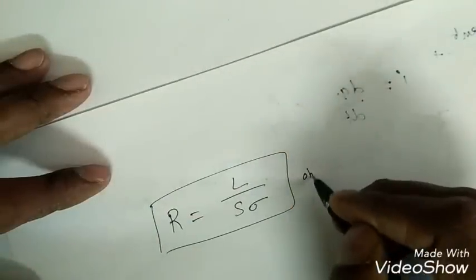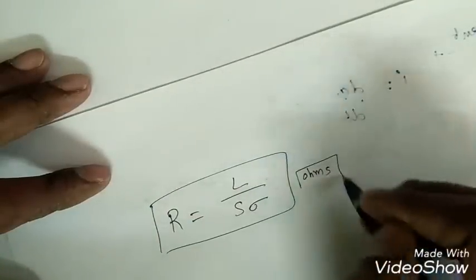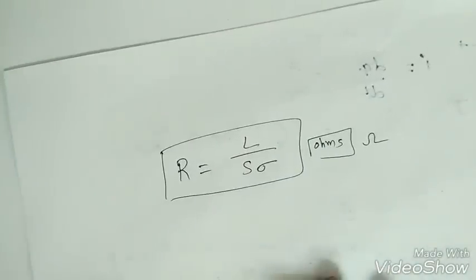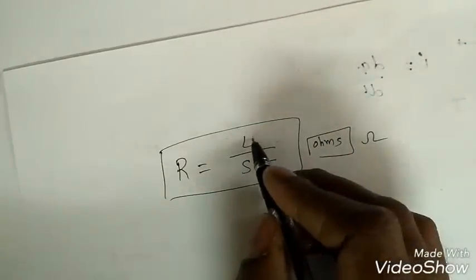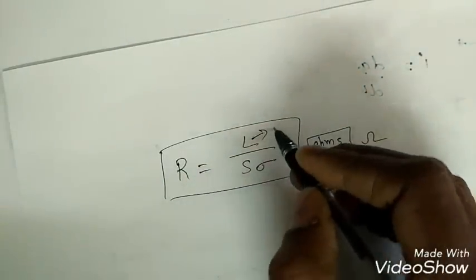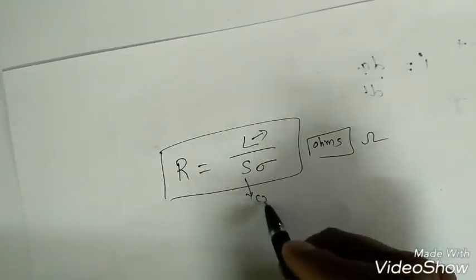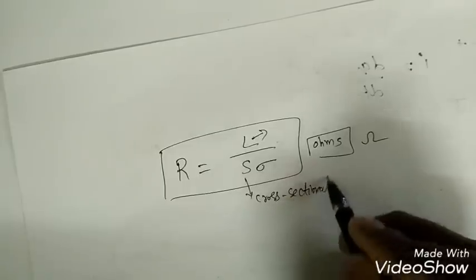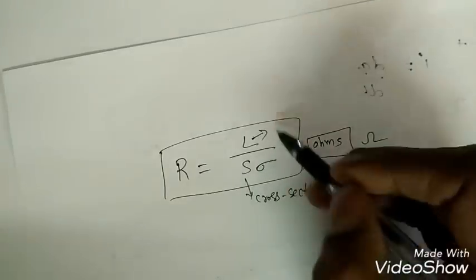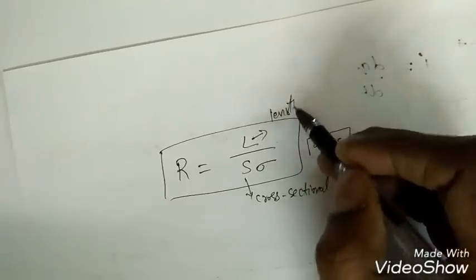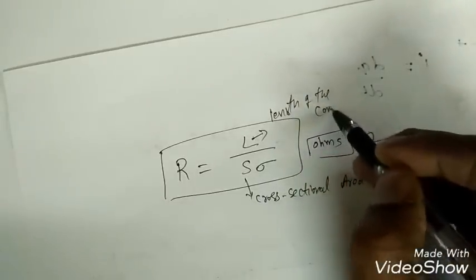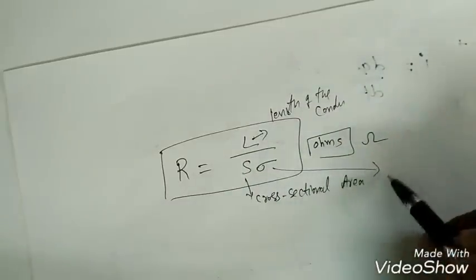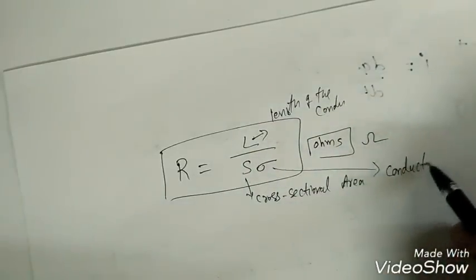So what are the notations? Our units are ohms, right? So this is the length of the conducting material. This is the cross-sectional area, and this is the length of the conductor, and this sigma is the conductivity of the conductor.